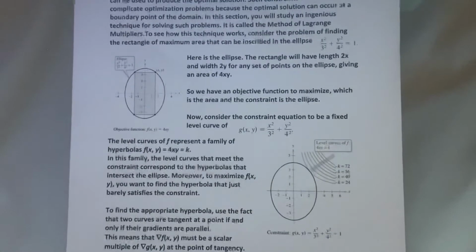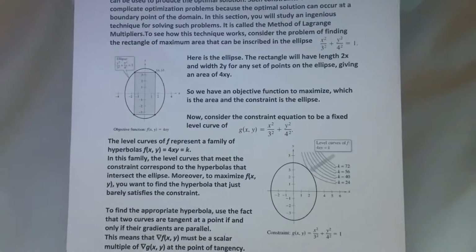One way to visualize what's happening here is that the level curves of f represent a family of hyperbolas. In this family, the level curves that meet the constraint correspond to the hyperbolas that intersect the ellipse. To maximize f of xy, you want to find the hyperbola that just barely satisfies the constraint, the first one that reaches that point. But we're not going to do it that way, it's just a visualization.